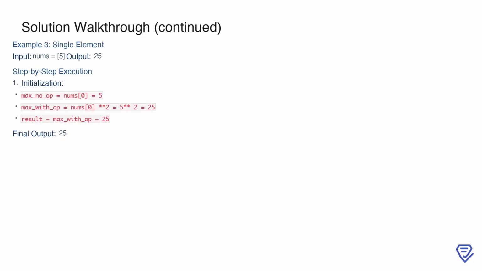Finally, let's consider an example with a single element in the input array, nums equals [5]. Here, we initialize max_no_op to the first element, which is 5. Then, max_with_op is set to the square of the first element, which is 25. The result is also initialized to 25. Since there is only one element in the array, no iterations are needed. The result remains 25, which is the output of this example. This demonstrates how the algorithm handles the simplest case with a single element.